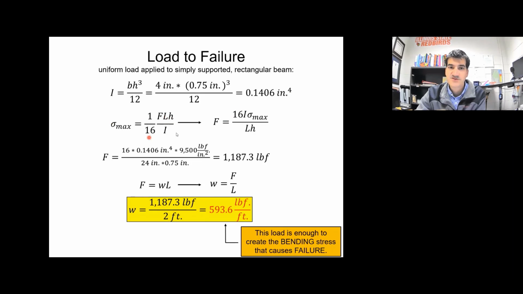And this is our stress equation for a simply supported beam with a uniform load. I want to rearrange this equation and solve for F to find how much force it takes to reach the flexural strength for the stress value. So I'm going to multiply both sides by 16I and divide both sides by LH. I'm going to leave F there. And when I do that, I get this equation.